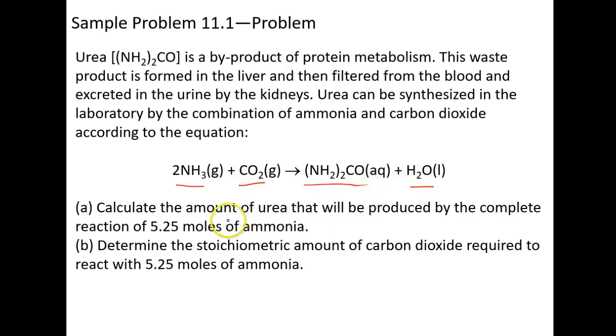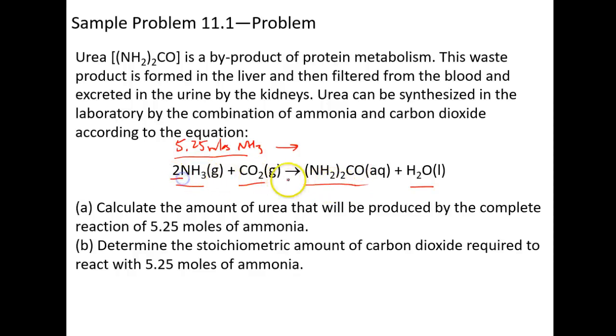Okay, so calculate the amount of urea that will be produced by the complete reaction of 5.25 moles of ammonia. So if I'm starting with 5.25 moles of ammonia, first of all, how many moles of urea is this going to make? If I start with 5.25 moles of ammonia, how many moles of urea is going to be formed in the reaction?